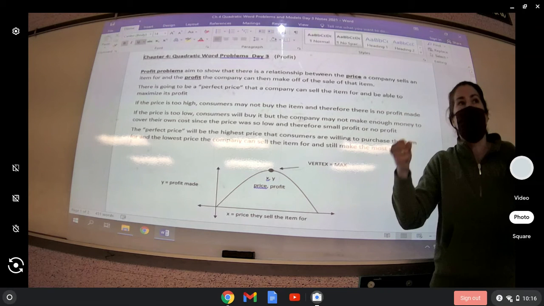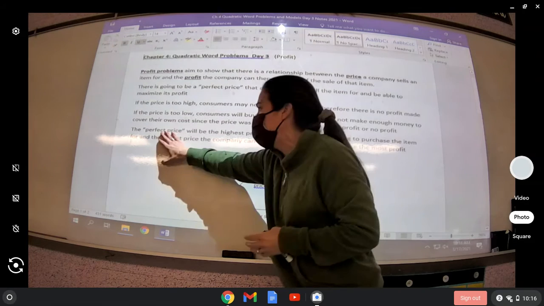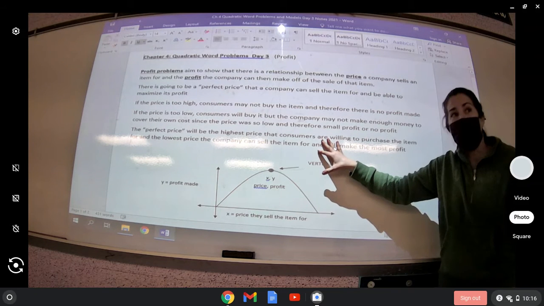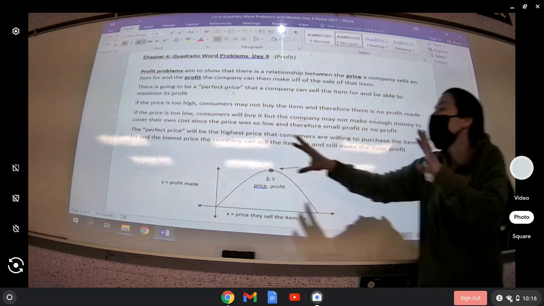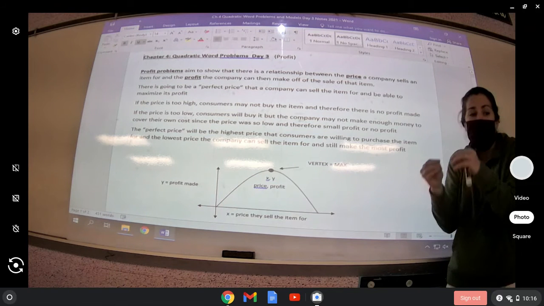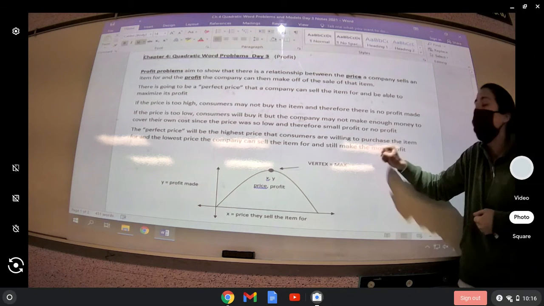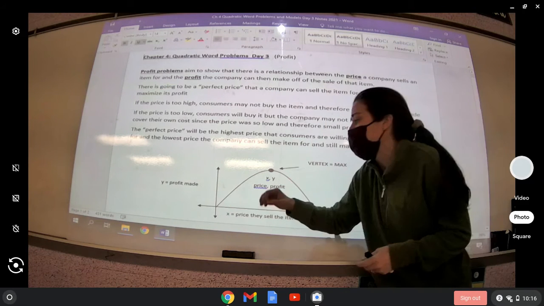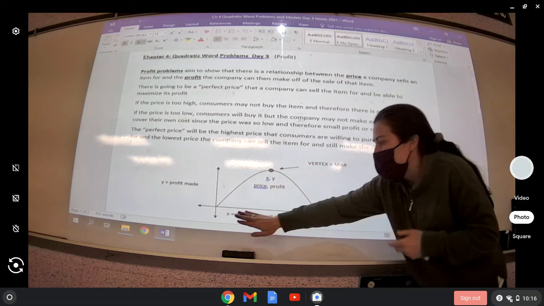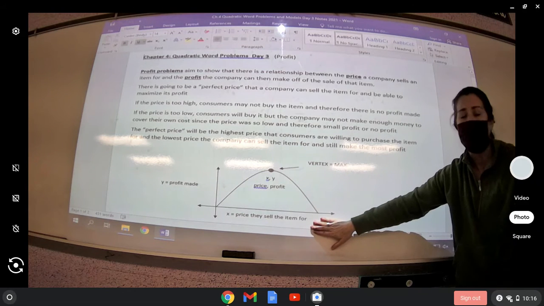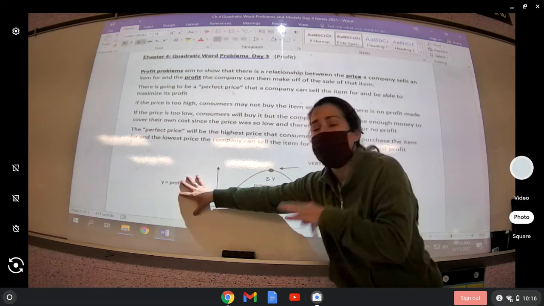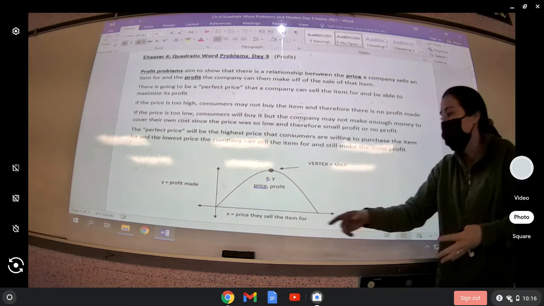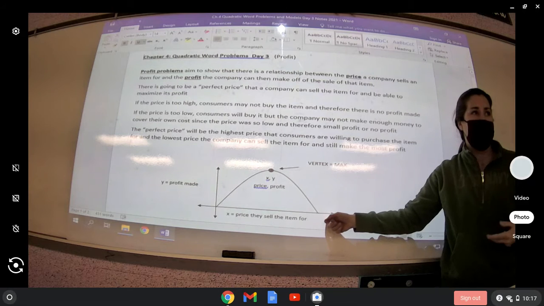So guys, there's going to be this perfect price. The perfect price is going to be the highest price that consumers are willing to buy the item for, and the lowest price the company can afford to sell the item for, but still make the most profit. So when you have this relationship between price and profit, let the price of the item be X, and let the profit made by the company be Y. Guys, the relationship between this price and profit follows the shape of a parabola, all right?